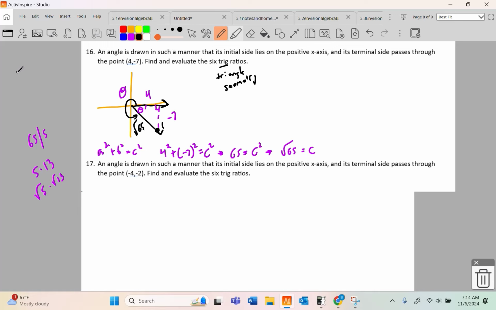And, you know, most people here that live here in America are taught SOHCAHTOA. I don't know why I like saying America. Makes me feel like a redneck.